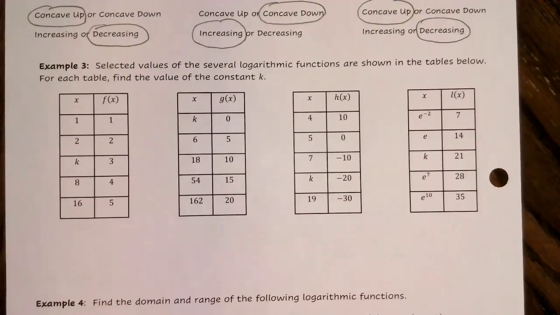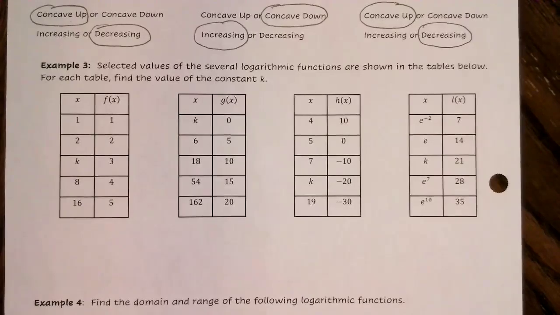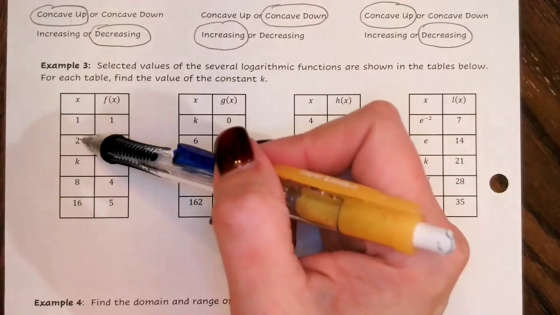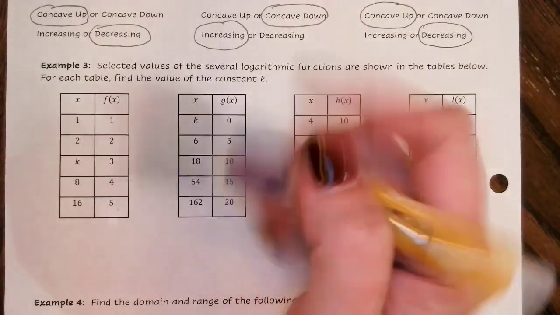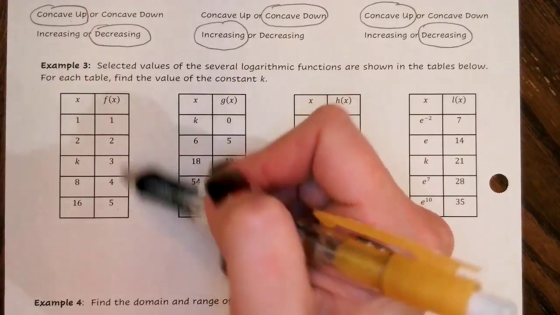All right, for example 3, the selected values of several logarithmic functions are shown in the tables below. For each table, find the value of the constant k. So on our tables here, and we worked a little bit with the exponential tables, so we're working with the logarithmic now. When I look at the patterns here, these are going up by equal lengths right here.